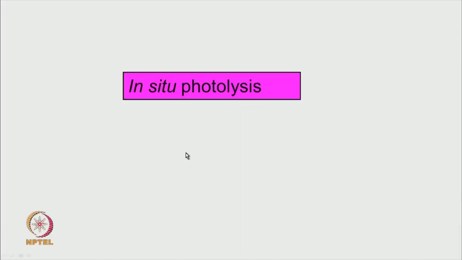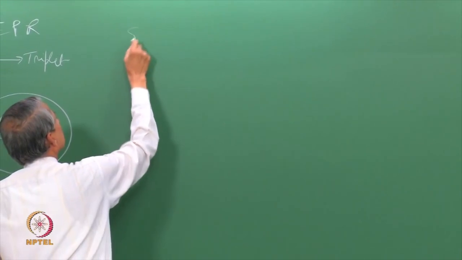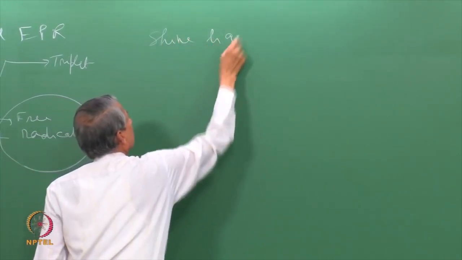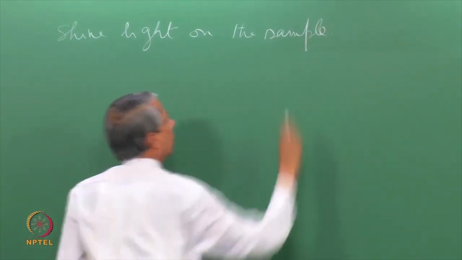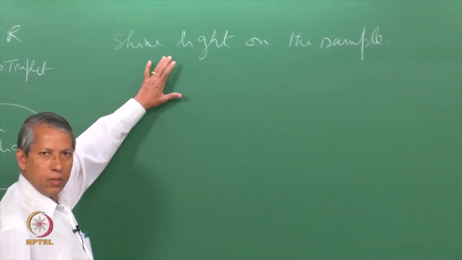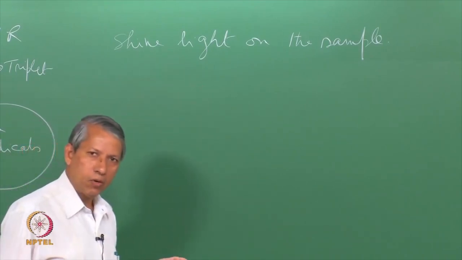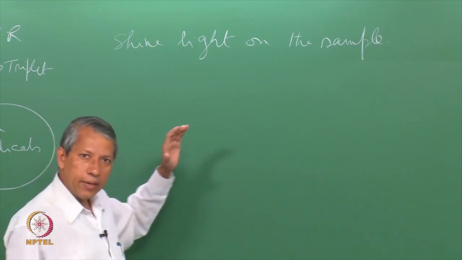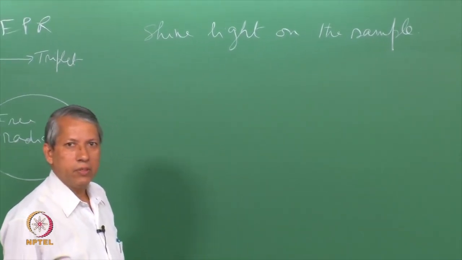So, this is continuous photolysis. Here, to capture the radicals as they are formed, we have to keep on continuing the photolysis and try to record the spectrum. So, how is that done? Here, first I need to shine light on the sample, and this should be done in situ, that is, we cannot carry out this excitation somewhere else and bring the sample to the spectrometer and hope to get the spectrum. That is not possible. So, it has to be done inside the spectrometer. To be specific, it has to be done inside the microwave cavity of the spectrometer.